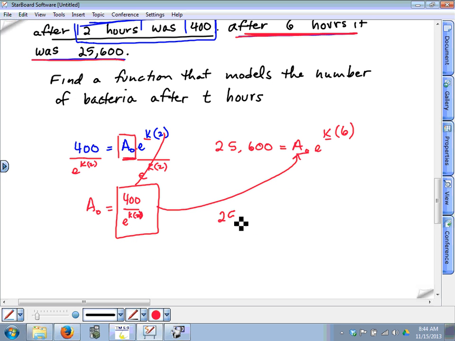So now we have 25,600. Just make sure you're writing neatly so things that are supposed to be exponents are exponents and things that aren't are not. The value of a, or sorry, a sub 0 is 400 over e to the k times 2, and that's multiplied by e to the k times 6. We actually don't have to.